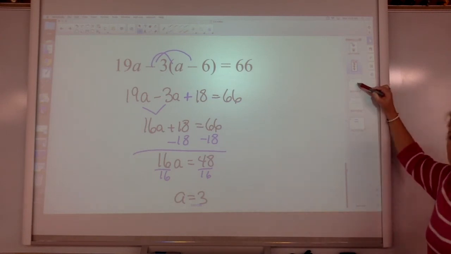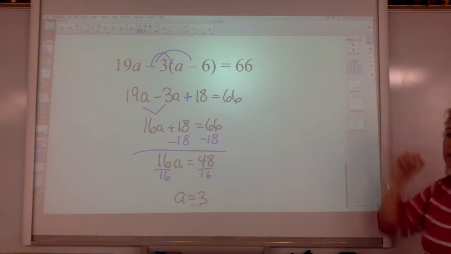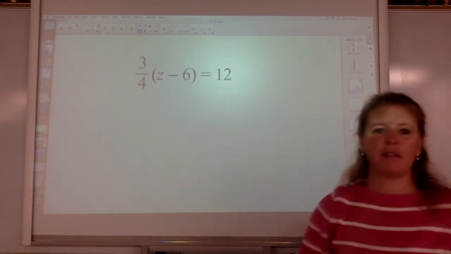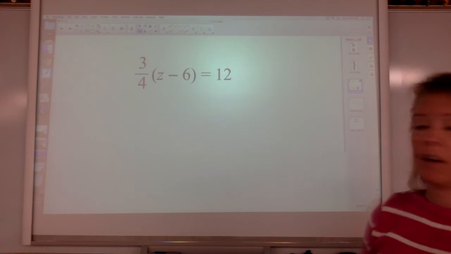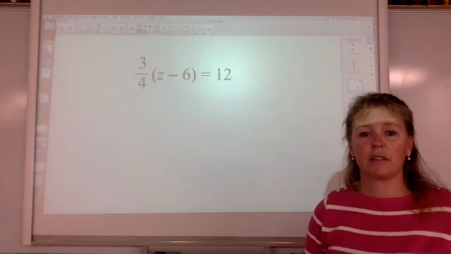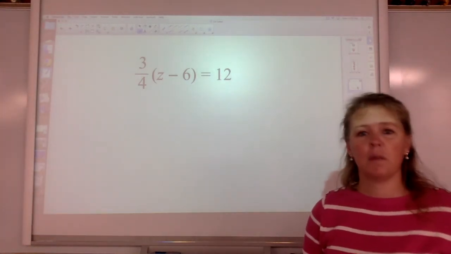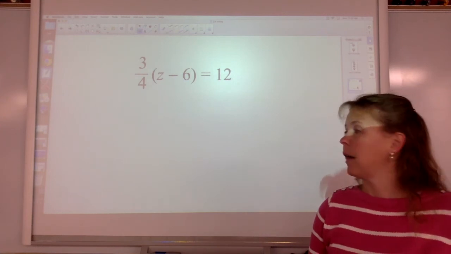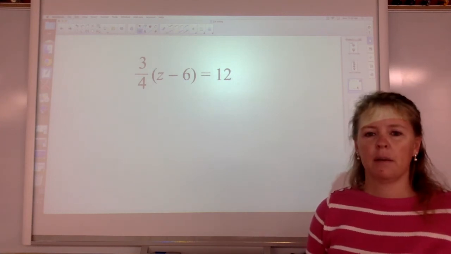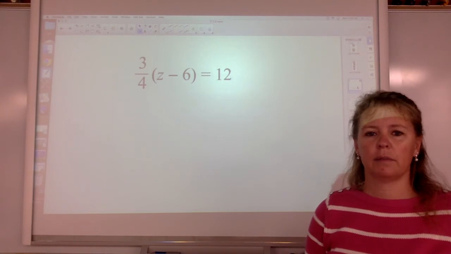Last problem. You're going to love this. Wait till you see this problem. Yeah, our favorite, fractions. Fractions are fun. Fractions are our friends. Fractions are on our calculators, so we don't have to do them by hand anymore. Write down the problem: 3/4 (z minus 6) equals 12.